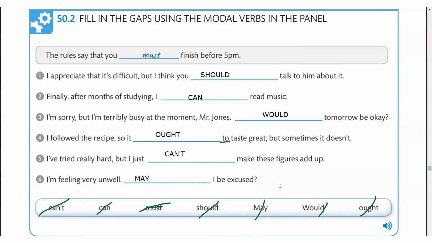May is also very polite and formal. May I be excused? We sometimes might say, can I be excused? But may is better because it's really asking permission. But you might hear a native say, can I be excused? May is probably the best way. Great. How did you do? 100%? Okay, let's clear the board and move on to the next.